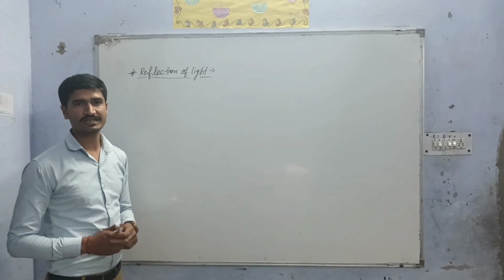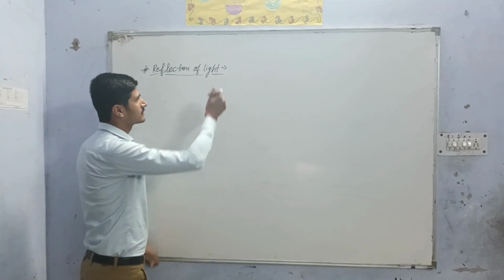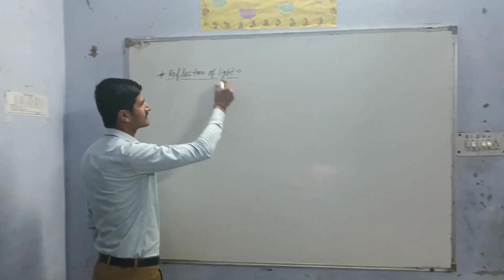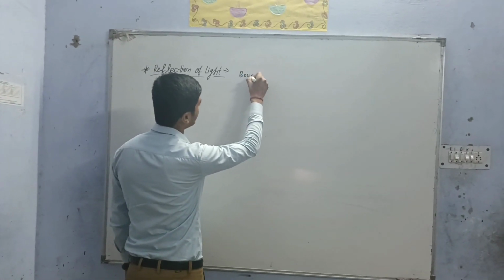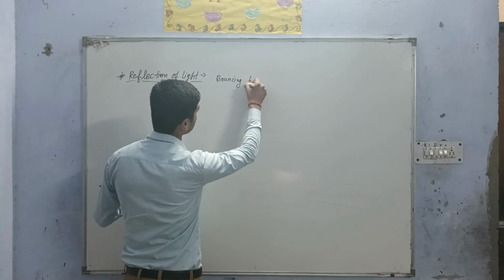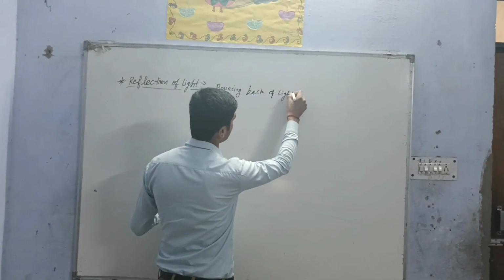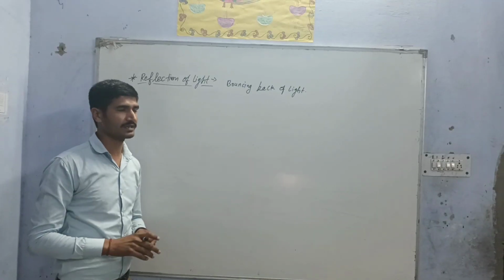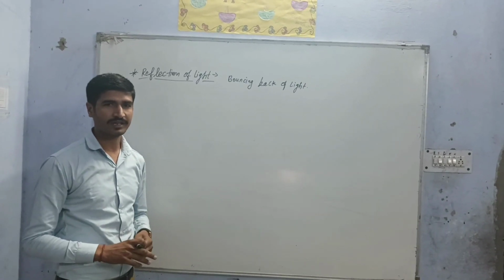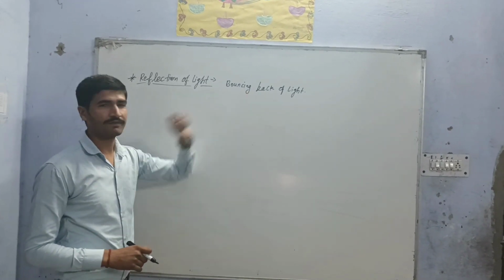So the first question that arises in our mind is: what is the reflection of light, or define the reflection of light. So the reflection of light, in simple form, is the bouncing back of light when light strikes a shiny surface. कि light अगर किसी भी surface पे strike करती है, तो bounce back जब होगी, so that bouncing back is known as reflection of light.